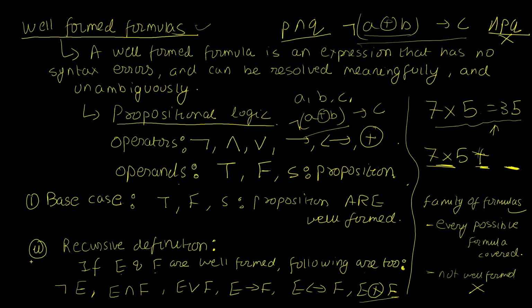So these rules will be able to generate exactly all the possible well-formed formulas, and not a single formula that is not well-formed can be reached by this definition. There is no way to get AND PQ using any of these rules.